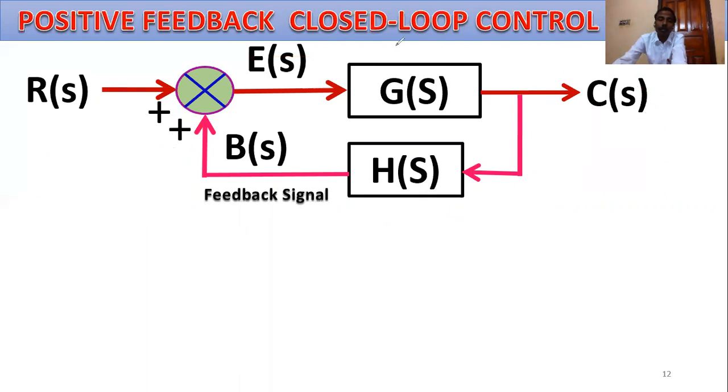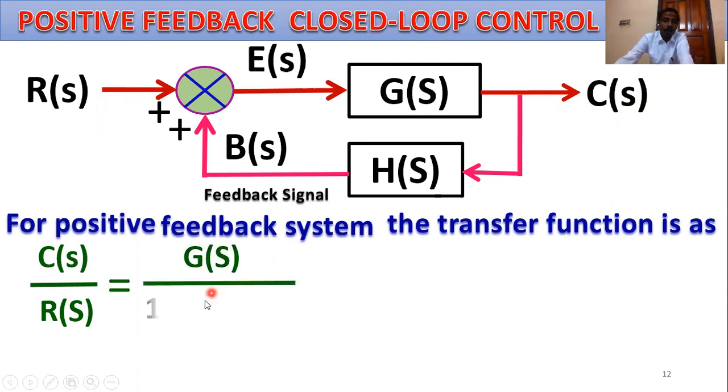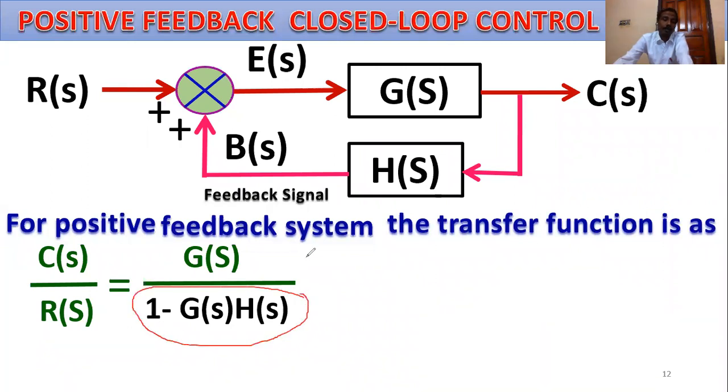For positive feedback closed loop control systems, the transfer function is C(s) by R(s), the overall system output divided by the reference input, equivalent to G(s) by 1 minus G(s) into H(s). In this case, the denominator is 1 minus something, so it is minimum, and the ratio C(s) by R(s) is maximum. That's why in this case the transfer function C(s) by R(s) has a high value.